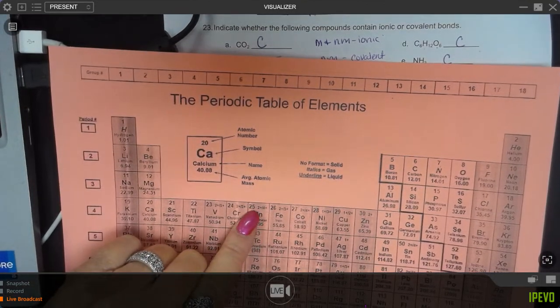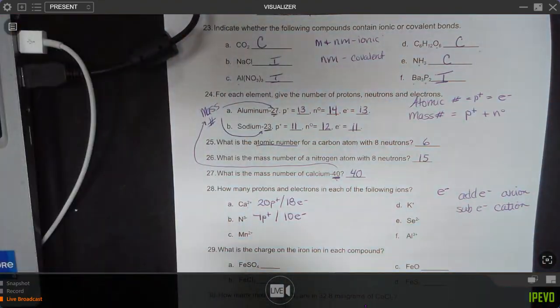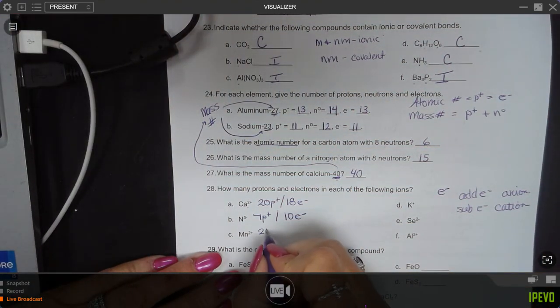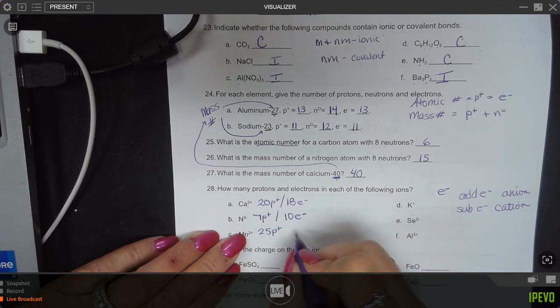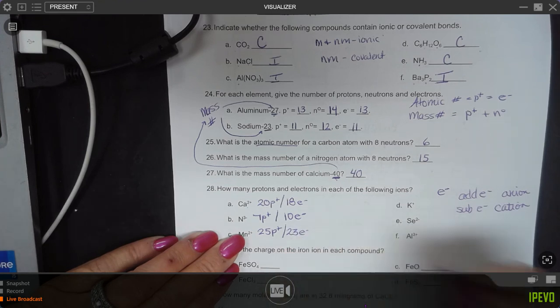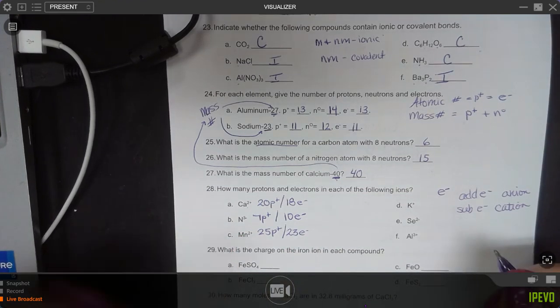Manganese, Mn, is element number 25. That tells us it has 25 protons. It's got a +2 charge, so it's a cation, which means it has lost 2 electrons. So it's going to have 23 electrons.